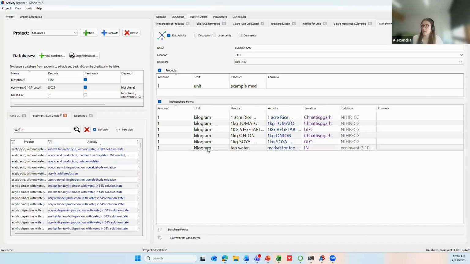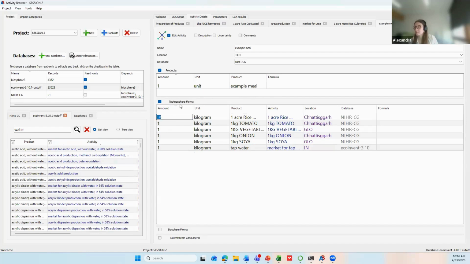So if you, for example, had liters of water in your LCI, you'd have to convert it to kilograms, because this you cannot change since it's from the database and you don't want to change it. It's better to adapt the primary data to match this.